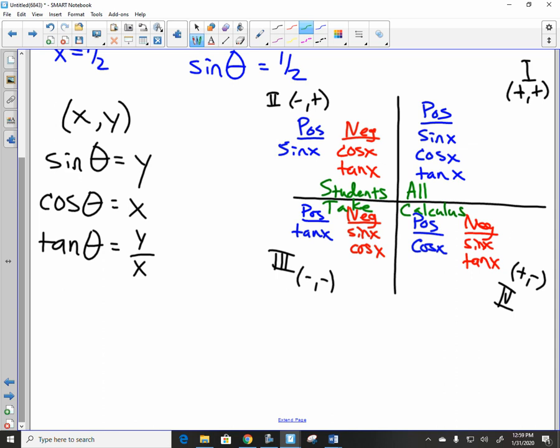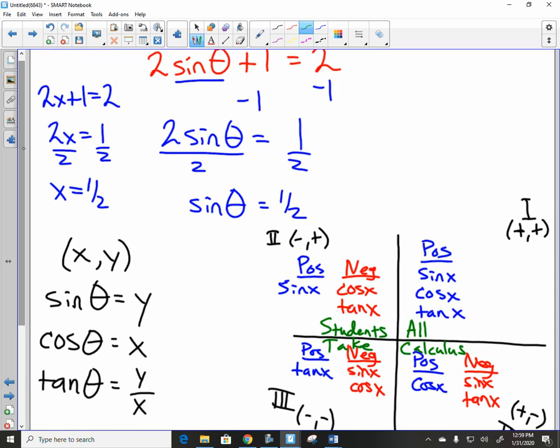Which one's positive in the second? Sine. So you have S. Which one's positive in the third? Tangent. Which one's positive in the fourth? Cosine. So you have the C. So this is why we use this piece right here. We came up with sine is equal to 1/2. Can somebody tell me in which quadrants is sine positive or negative? Which quadrants is sine positive?